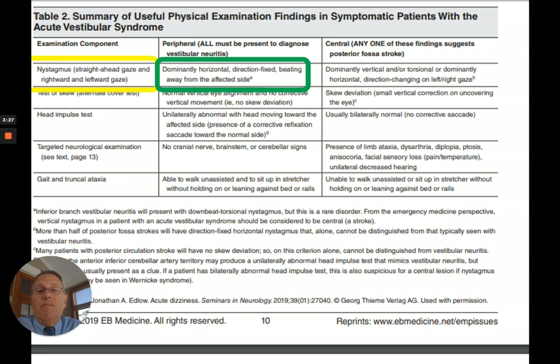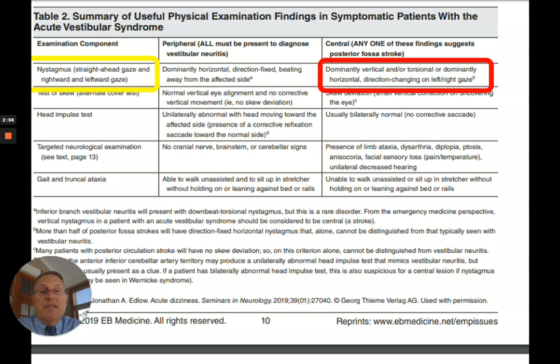In green, what is a peripheral type of nystagmus? If it is horizontal and direction fixed, that is, the fast component always goes to one side, such as to the left, and it beats away from the affected side. If it goes horizontal, unidirectional, away from the affected side, this suggests a vestibular problem on the alternate side.